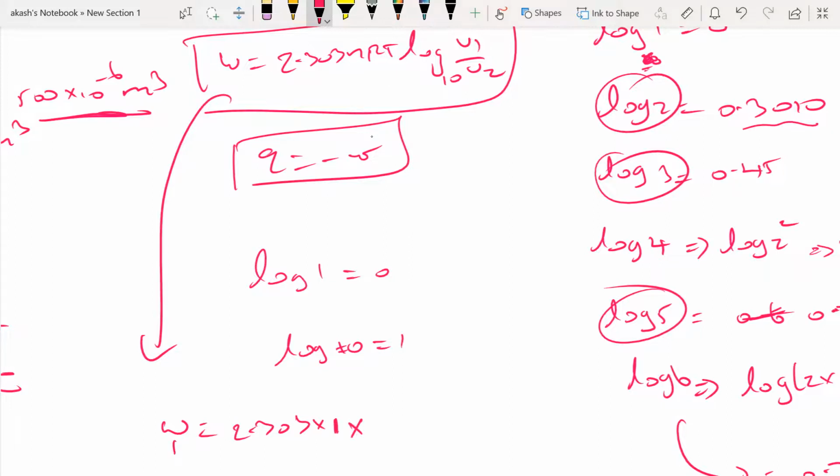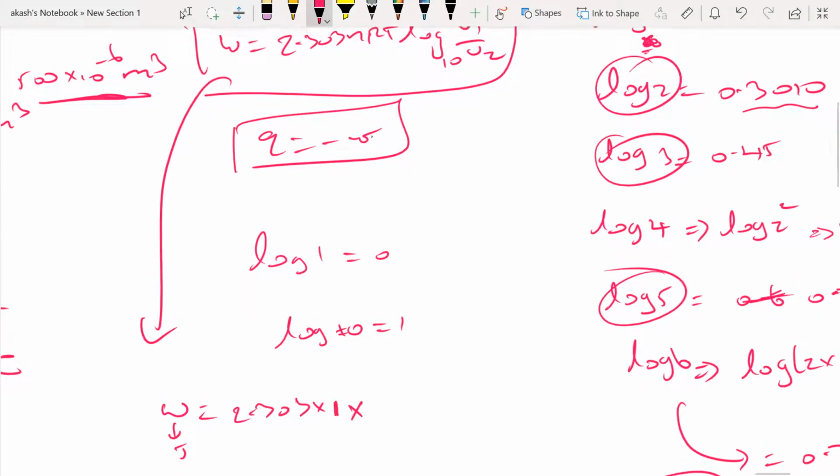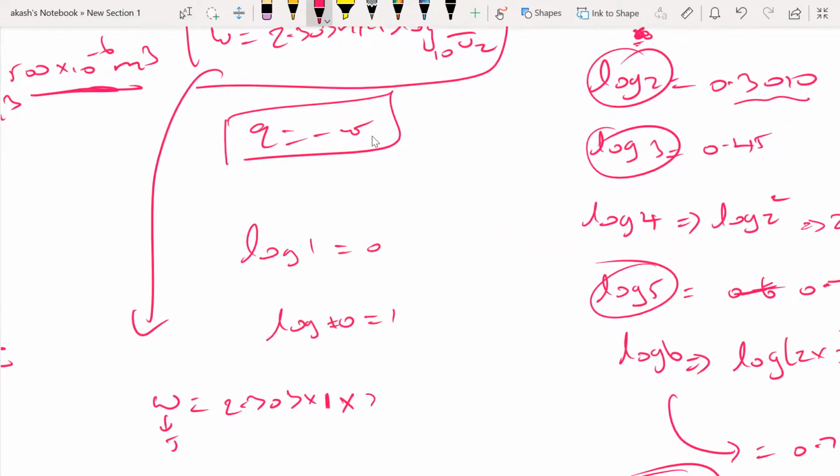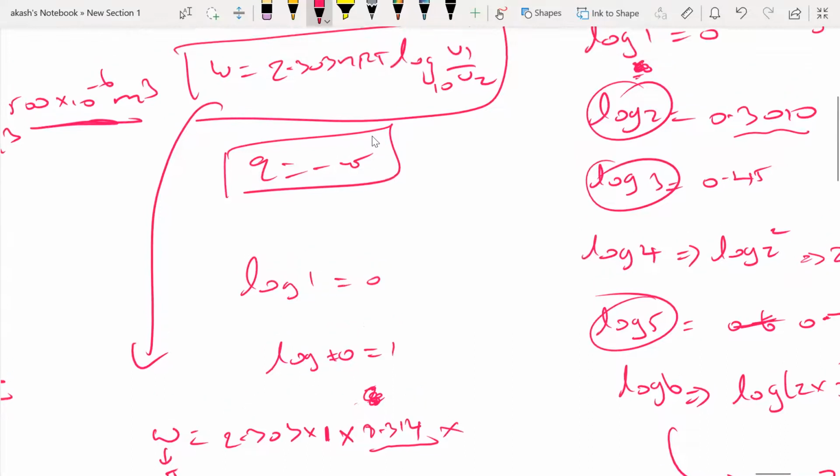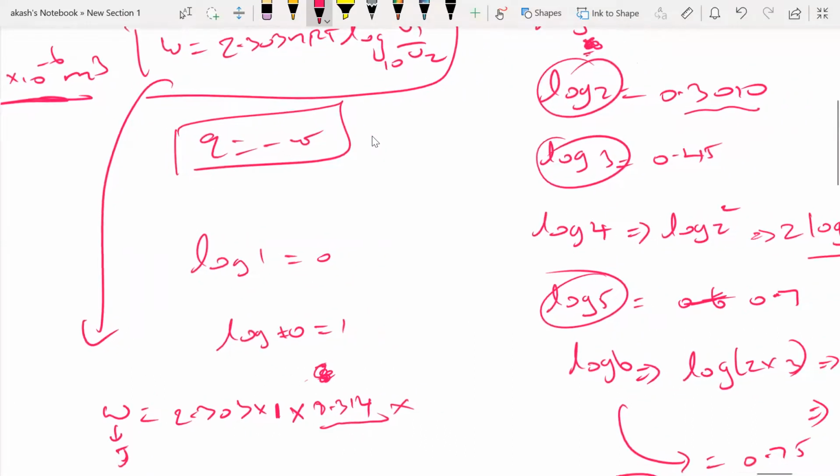And if at all I want the answer in terms of joules, I have to use the R value accordingly. R value should be 8.314 because I want the answer in terms of joules. If I wanted the answer in terms of calories, I would have kept the R value as 2. But now I want the answer in terms of joules, so let me keep the R value as 8.314. Temperature they have given is 0 degrees Celsius.